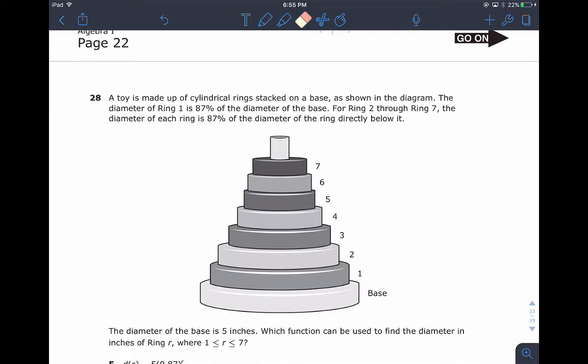A toy is made of cylindrical rings stacked on a base, as shown in the diagram. The diameter of ring 1 is 87% of the diameter of the base. For ring 2 through ring 7, the diameter is 87% of the diameter of the ring directly below it. So each one is getting smaller by about 87%.